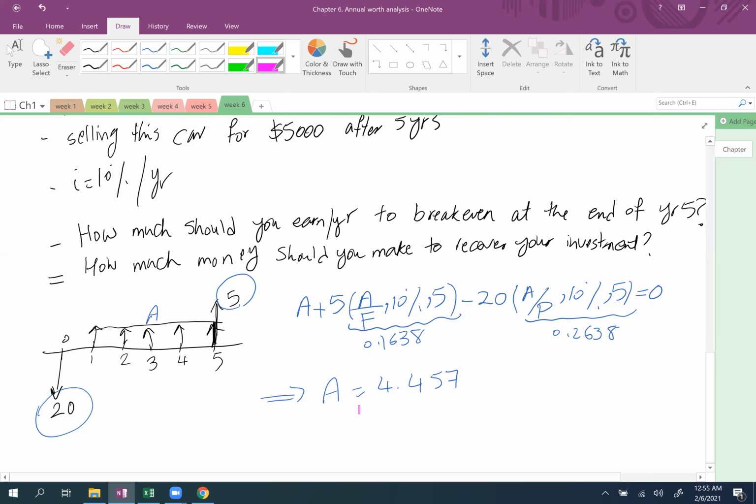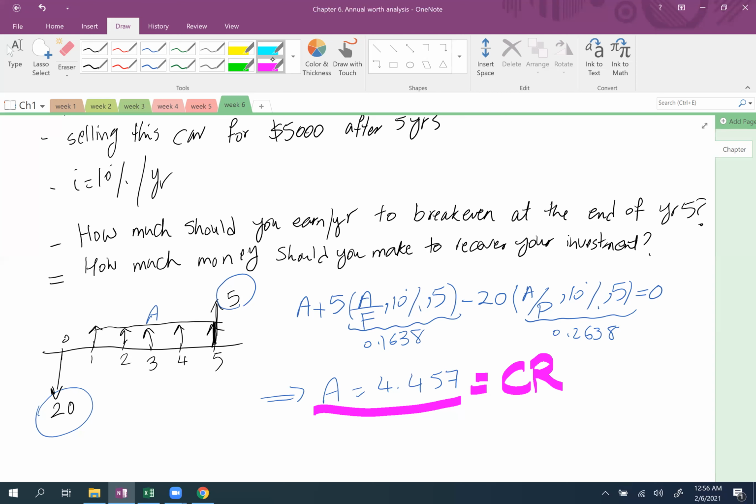So this A is what we call capital recovery, which we show with CR. Capital recovery is the amount of money that you have to make per year to justify your initial investment, or simply the amount that you have to make to recover your initial investment. And that's why we call it capital recovery.